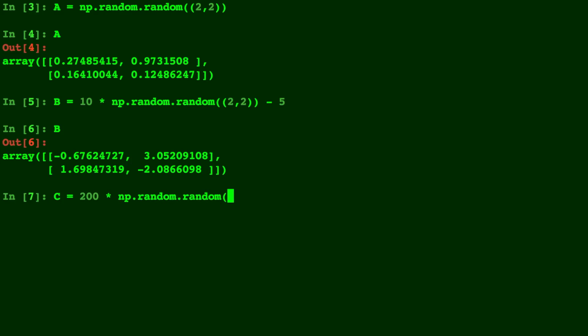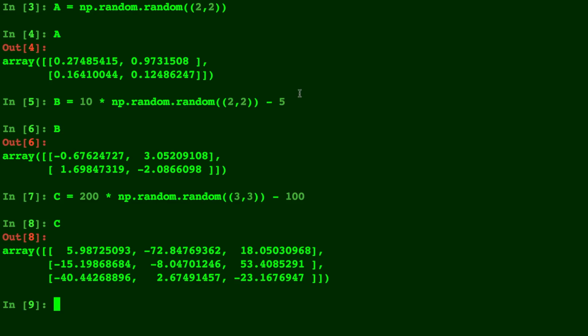Let's say we want numbers between 100 and negative 100. So we type 200 times, and we'll do a 3x3 this time. And here we are, our random matrix C has numbers between 100 and negative 100 because we multiplied by 200 and we subtracted 100. So the max it can be is positive 100 and the min is negative 100.